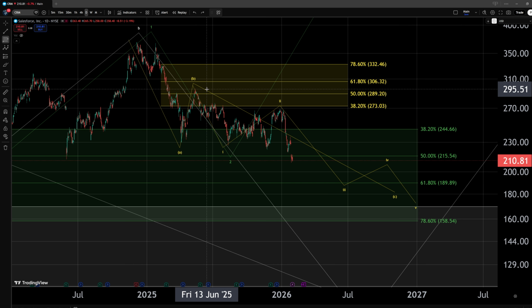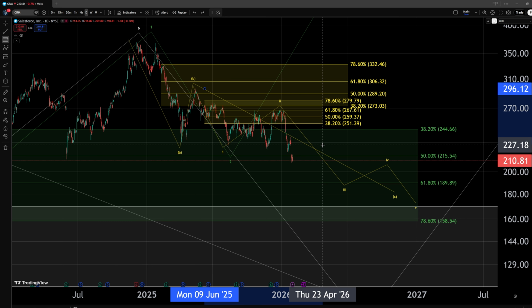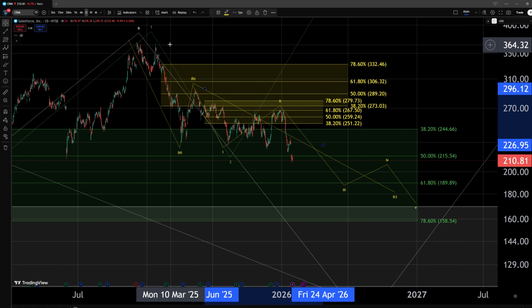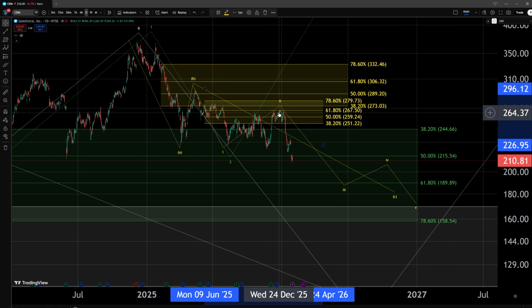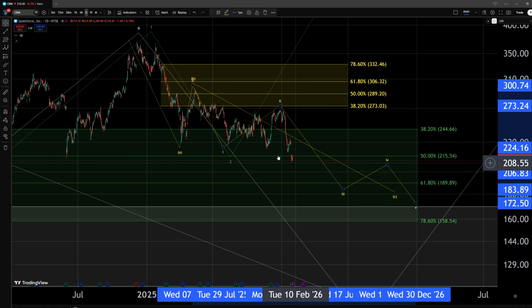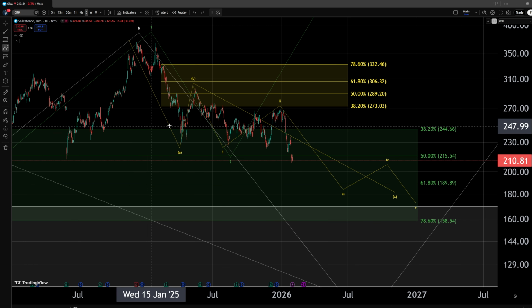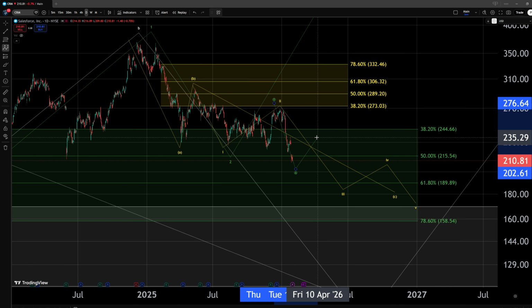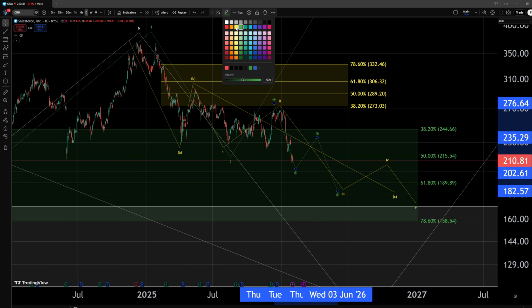We would have had an area of resistance in which we have pushed perfectly into the 61.8% retracement before continuing to lower prices. Now, part of this wave 3, I would expect an ABC pattern to unfold, as once again we are tracking an ending diagonal within the larger wave C.